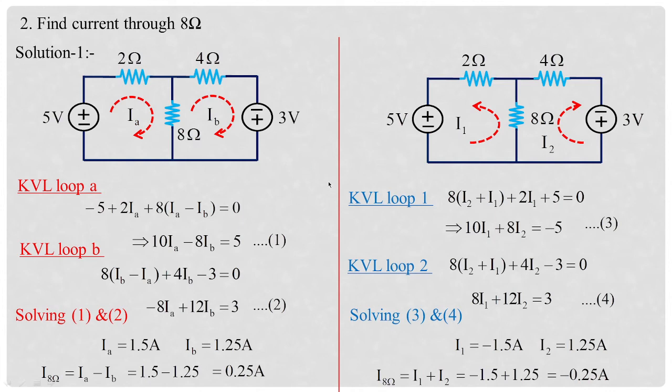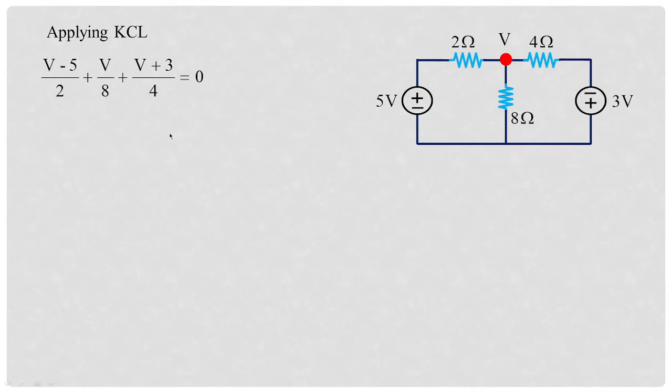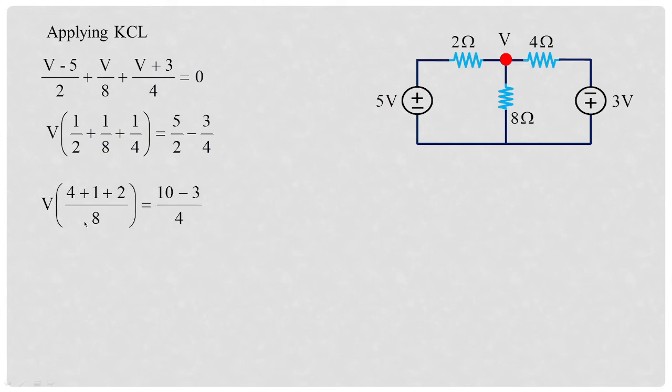So whether we have done right or wrong, let us employ KCL, that is node analysis. So I'm taking this to be at higher potential. So (V minus 5) by 2, that is the first branch current. V by 8, there is another branch current. But you can see, in the previous case it was (V minus 3) by 4. Now it is (V plus 3) by 4. So just rearrange this equation and you're going to get the value of V to be 2 volts.